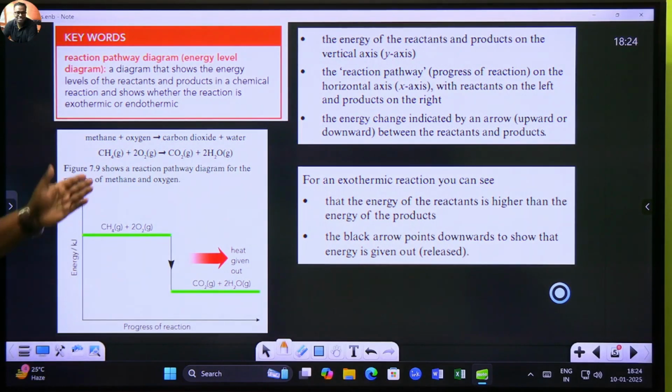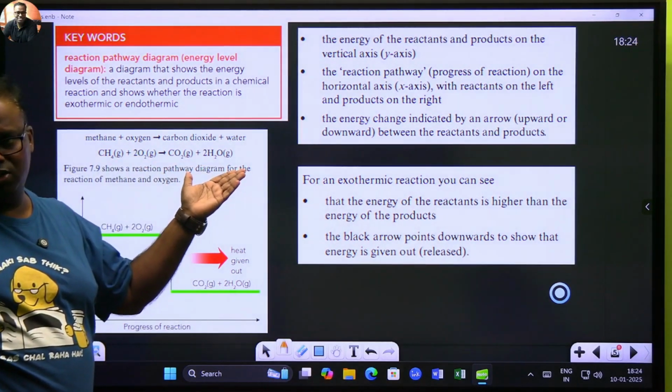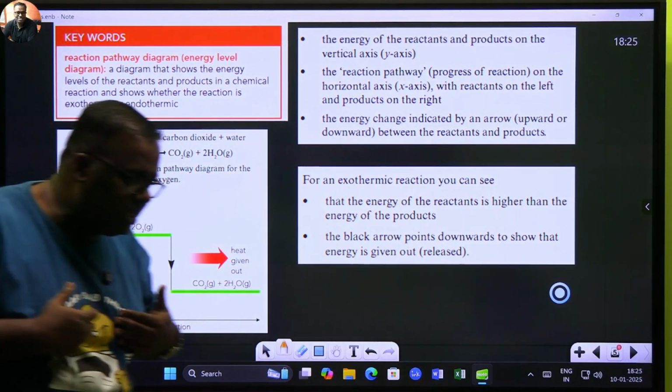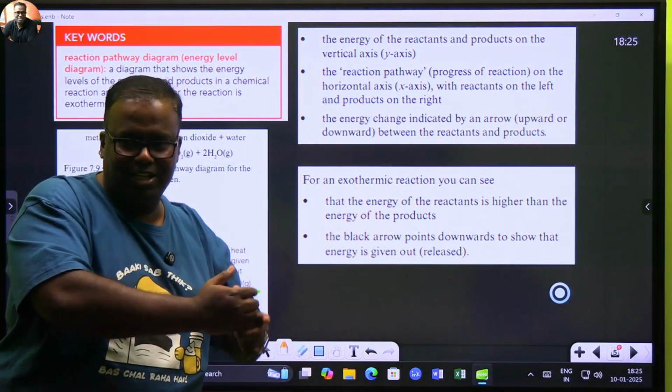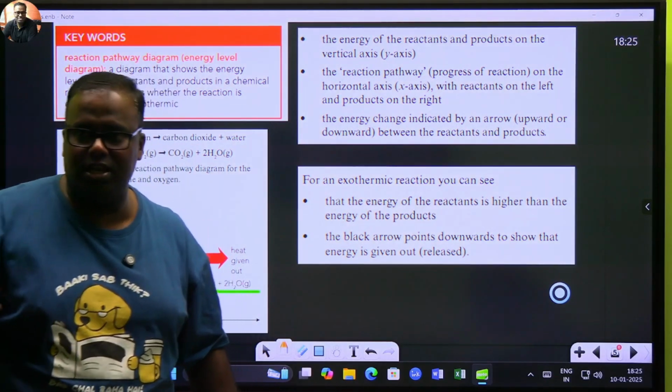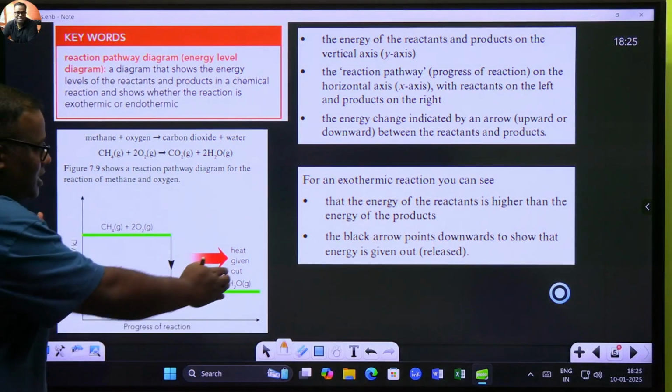Now let's see. This reaction we know is an exothermic reaction. Why? Combustion reaction. It's a fuel. So exothermic means heat exits the system. Heat has to exit the chemical reaction, not system, chemical reaction. This chemical reaction is the entire system.